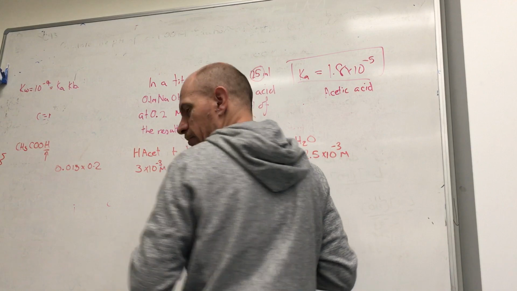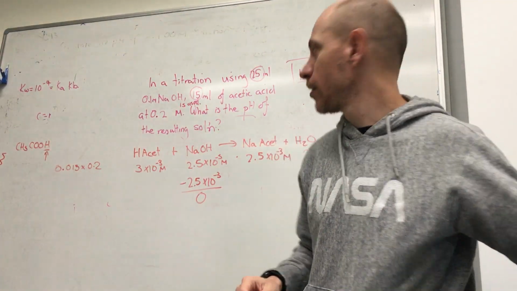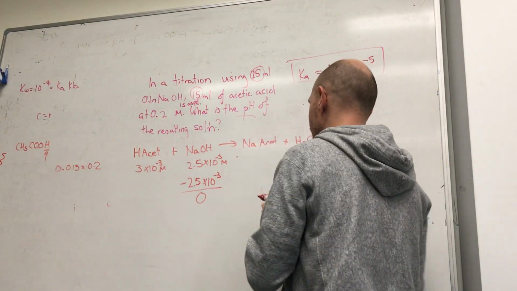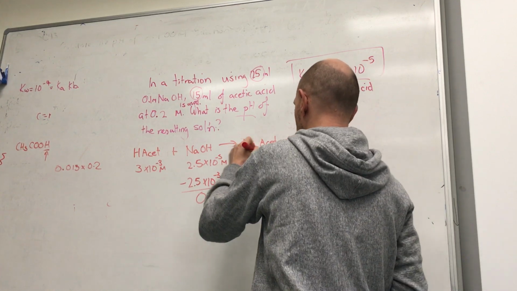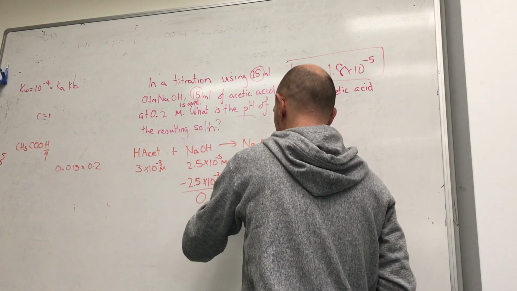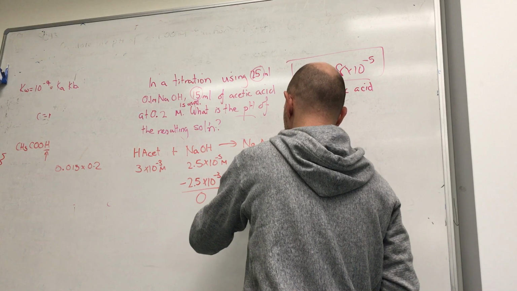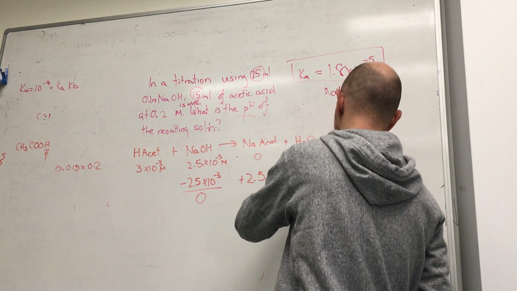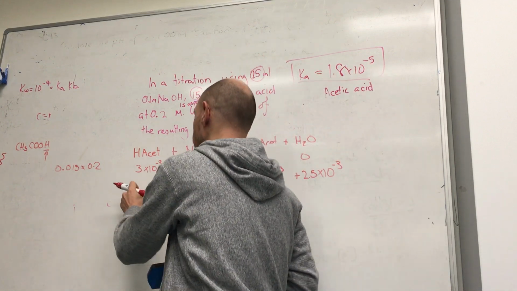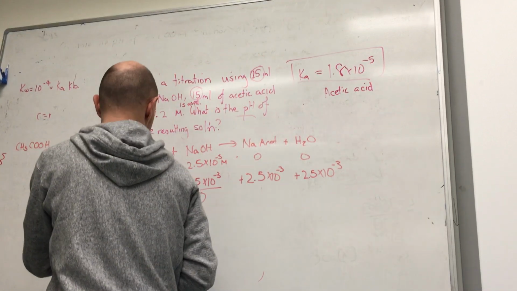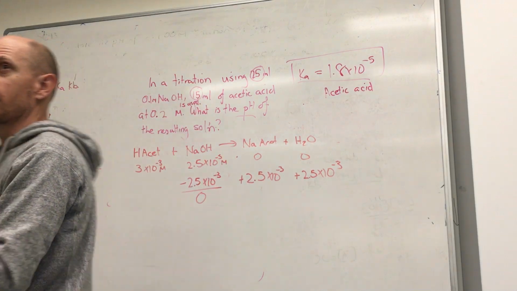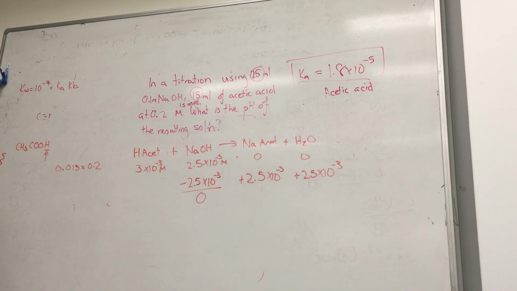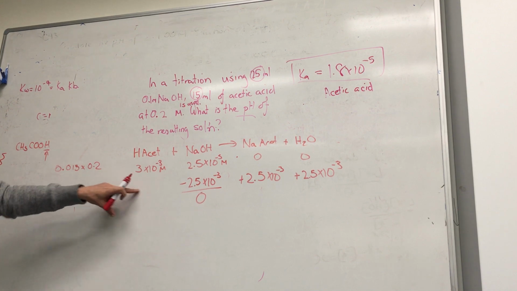This starts out at 0. So both these guys start out at 0. So it's actually plus 2.5 times 10 to the minus 3, plus 2.5 times 10 to the minus 3. So what am I doing here, guys? So the last bit. Kind of. But it's not an equilibrium. It's RICE table-ish, yeah. Okay, so what's happening here?